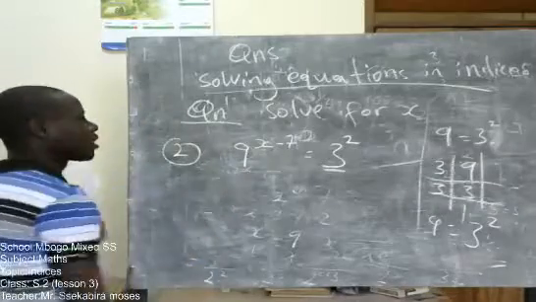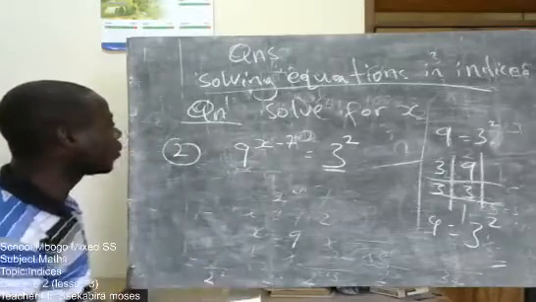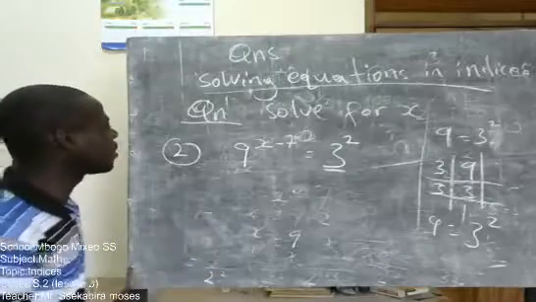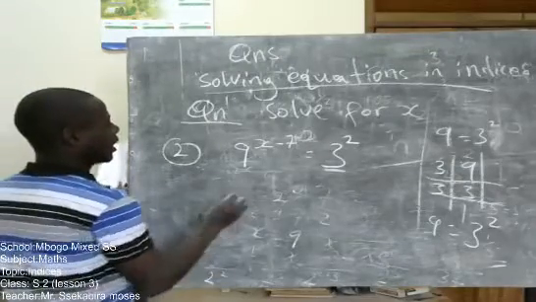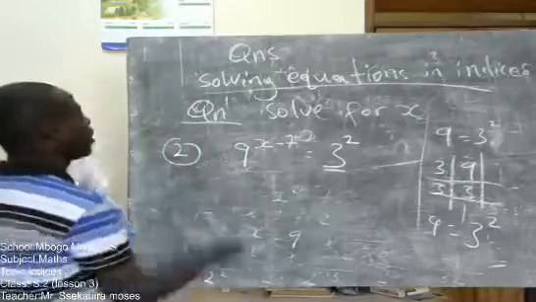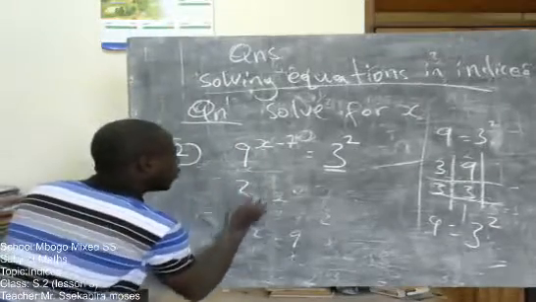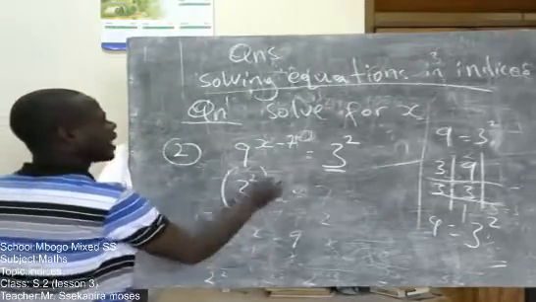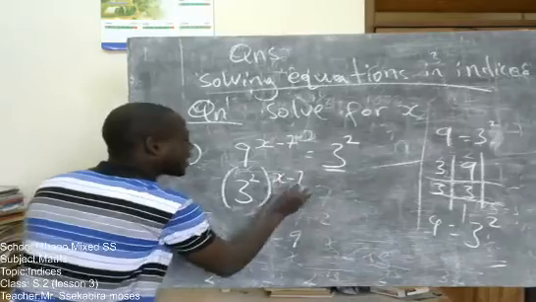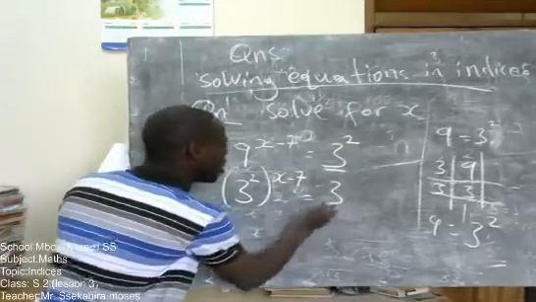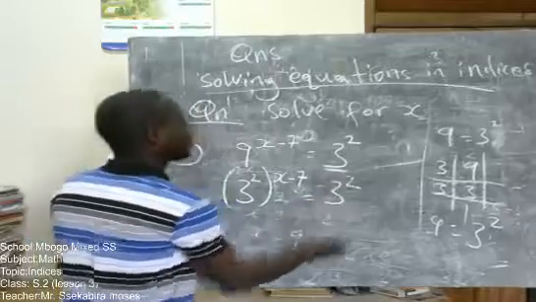Here the base is not a prime number. Now what are we going to do? What we are going to do is very, very simple. Where there is a 9, you put in 3 to the power 2. But remember, outside the bracket there is x minus 7, so we have 3 to the power 2, raised to x minus 7, equal to 3 to the power 2.